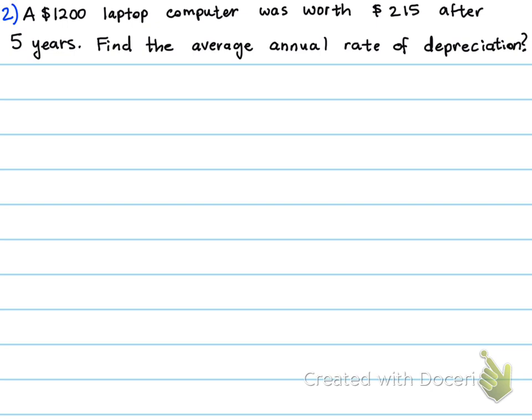Next, suppose you have a laptop computer and you bought it for $1,200. After 5 years, it was only worth $215. They want you to find the average annual rate. Notice they give you annual in here. Annual means yearly rate of depreciation.